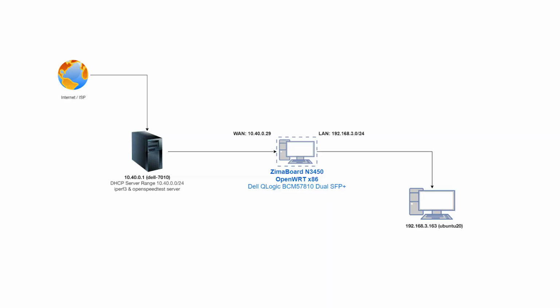Let's switch to the routing test. Here, the test server and my PC are in two different networks. We can see that the test server is running on 10.42.0.1, and my PC has an IP address of 192.168.3.163. Right now, the software offloading is still enabled.